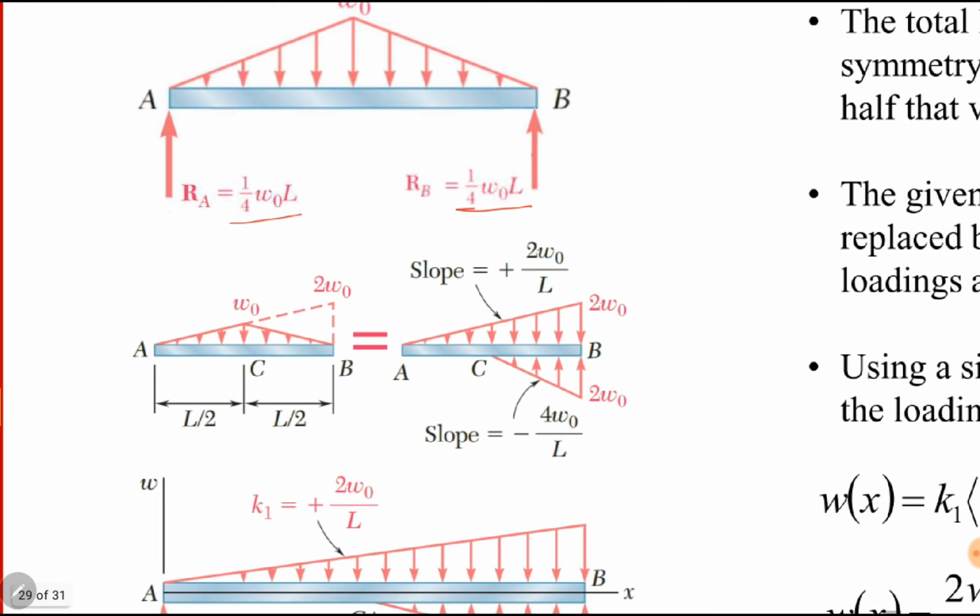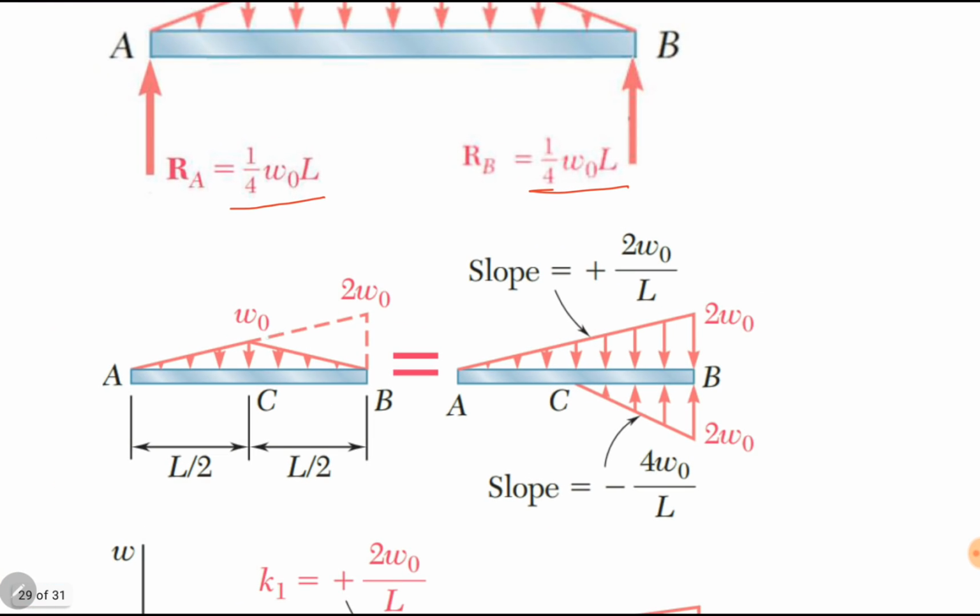Here like this, we have extended the load up to 2 W naught, and then upward load of 2 W naught at point B and 0 at point C. We have two triangles. The upper triangle has a slope equal to 2 W naught divided by entire length, so 2 W naught divided by L. This is positive slope. And the bottom triangle, which is upward load, has a slope equal to 2 W naught divided by L by 2, half length, so it becomes minus 4 W naught over L. It is negative slope.